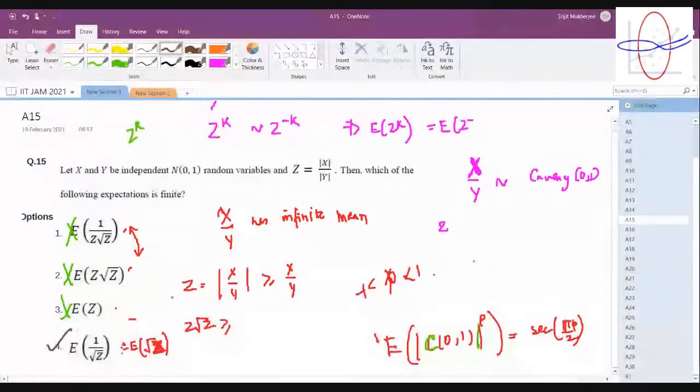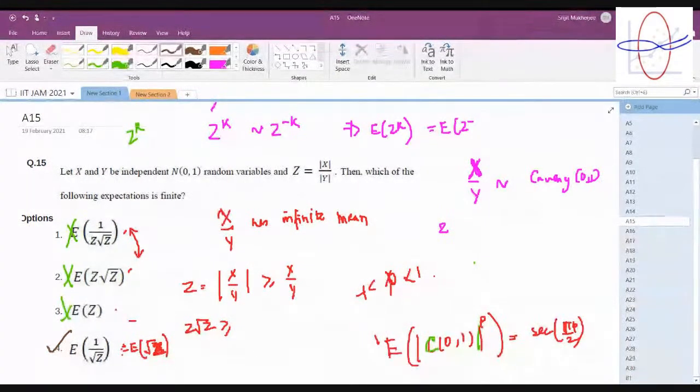So this is it, and it is a really interesting problem, and the idea of how to solve it is really beautiful.